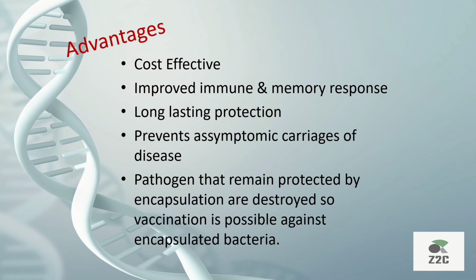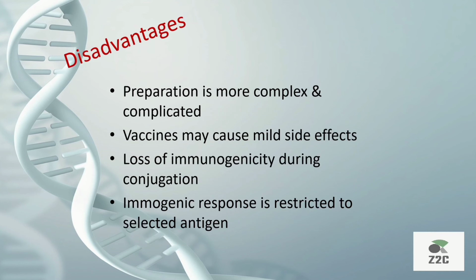And while talking about disadvantages, the preparation is more complex and complicated. The vaccine may cause mild side effects. The loss of immunogenicity during conjugation occurs. The immunogenic response is restricted to the selected antigen only.